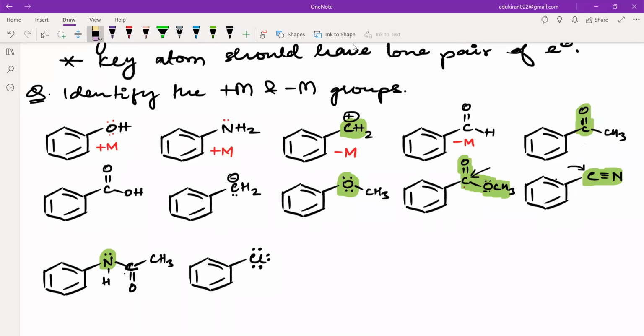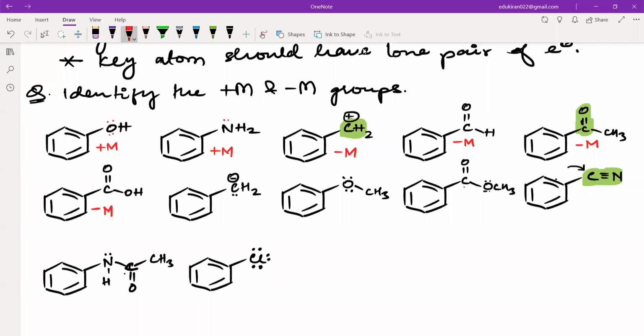Now what about the next one? That is the ketone group, CO. Minus M. Similarly, you can tell me about the carboxylic acid group. What about the carboxylic acid group? Minus M, because again, the key atom is attached to oxygen with a multiple bond.